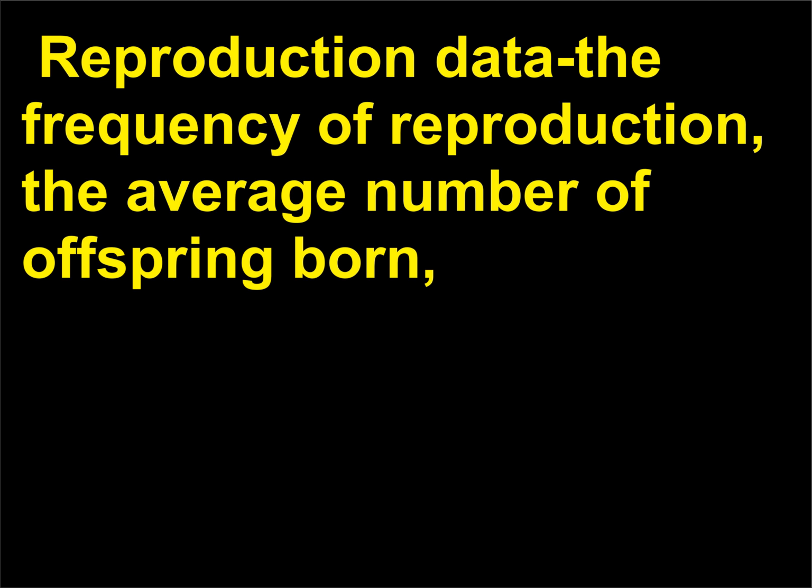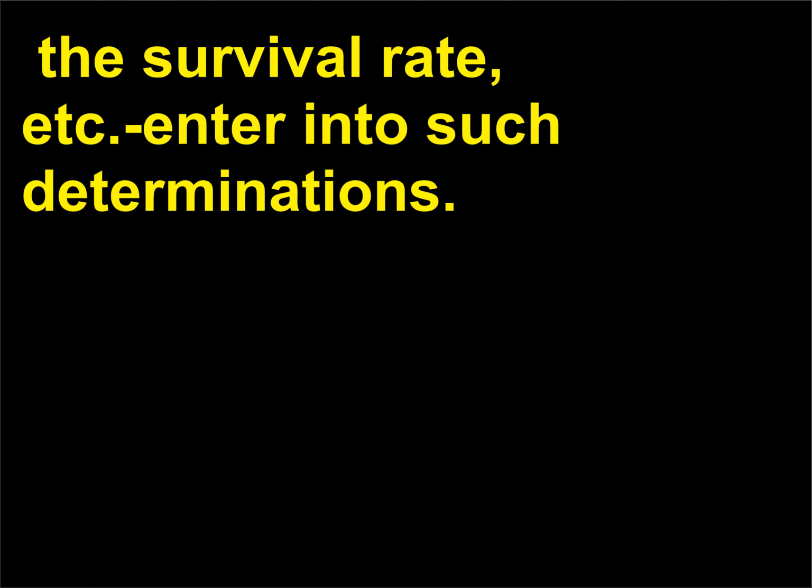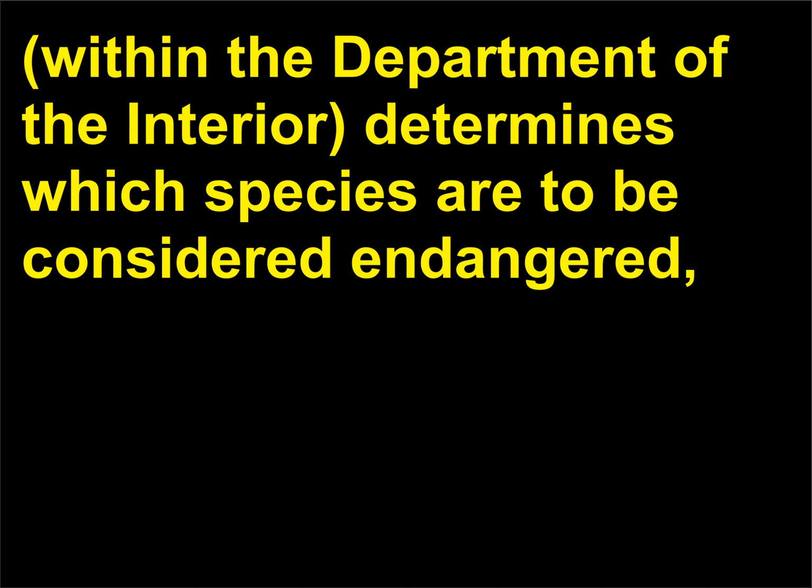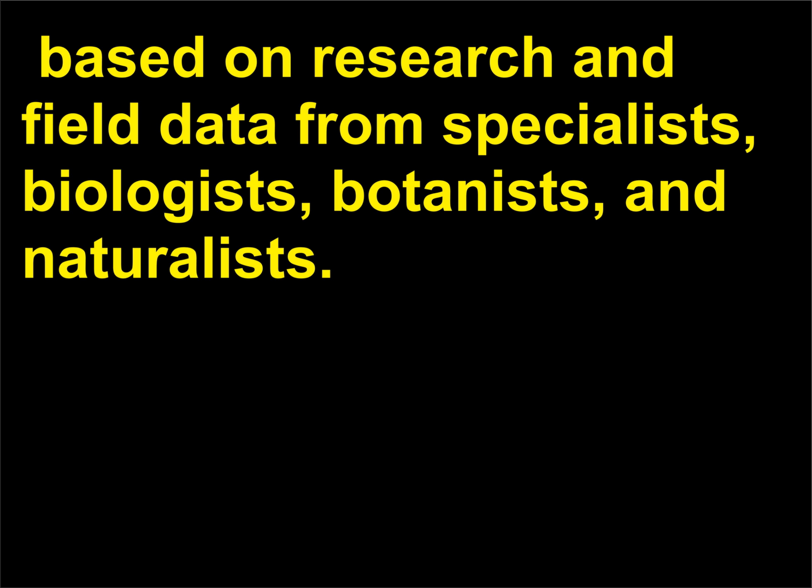Reproduction data: the frequency of reproduction, the average number of offspring born, the survival rate, etc. enter into such determinations. In the United States, the Director of the U.S. Fish and Wildlife Service, within the Department of the Interior, determines which species are to be considered endangered, based on research and field data from specialists, biologists, botanists, and naturalists.